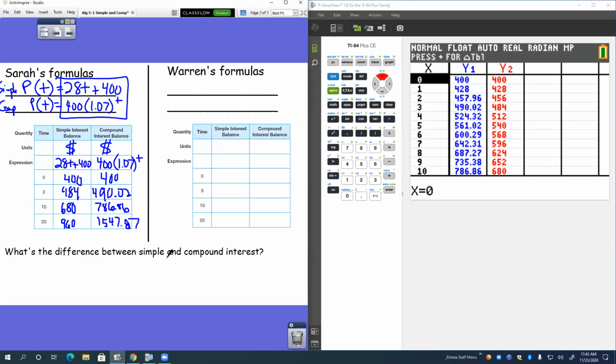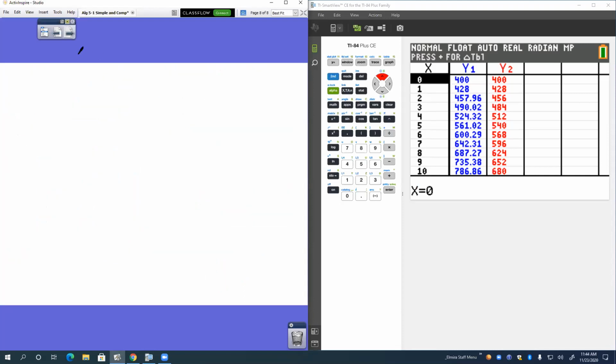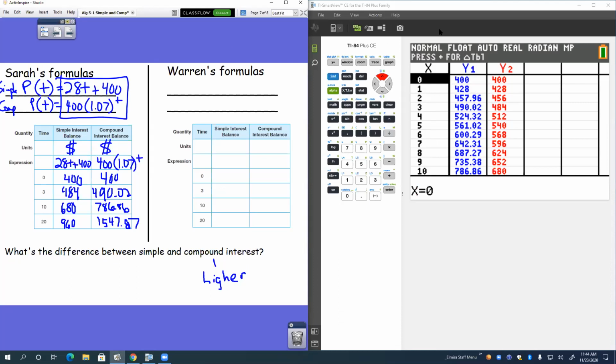So what's the difference between simple and compound interest? Well, if we were using simple interest, after 20 years, you would have $960. Using compound interest, you'd have $1,547. So the difference is because that compound interest keeps on subbing back in, reinvesting your interest each year instead of taking it out. Because your interest is earning interest, the compound interest would be higher, right? You'd have more money, right? It would be a higher amount. So that's what your stuff looks like today.